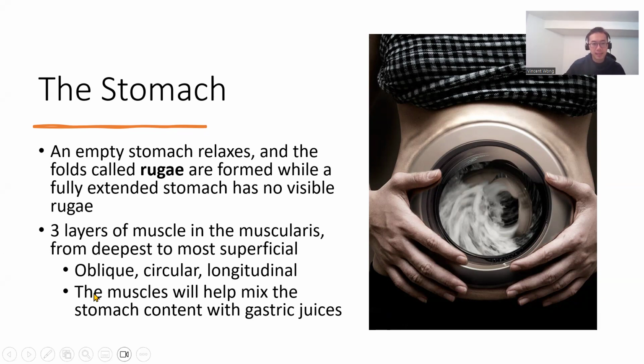As I said several times already, there are 3 layers of muscle in the stomach. In addition to the circular and the longitudinal, there is also an oblique layer that helps churn the contents and mix them well with the gastric juices. Gastric juices are mostly HCl.